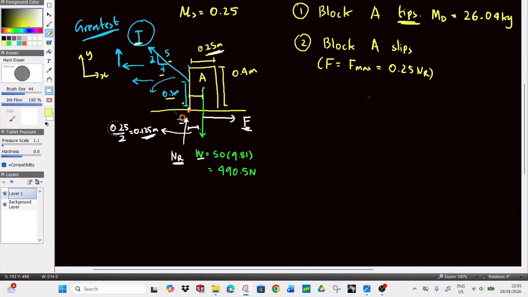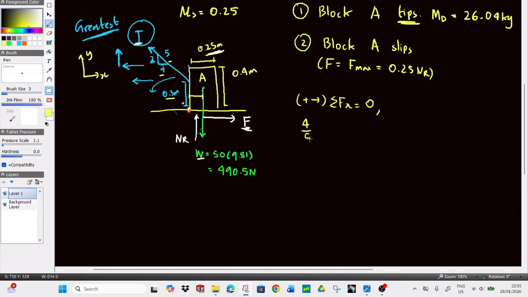Let me erase this part, by the way. Basically your NR would be lying along the same line as your center. So we use the equations of equilibrium. First and foremost, the summation of Fx equals 0. So your summation of Fx would simply be negative 4 over 5 T plus F equals 0. So your F is equivalent to 4 over 5 T.